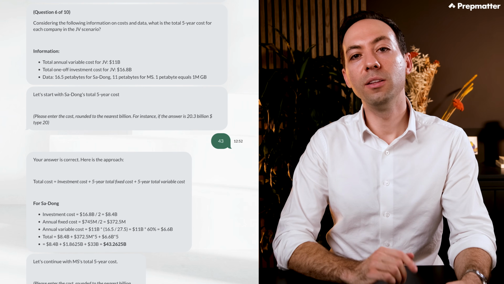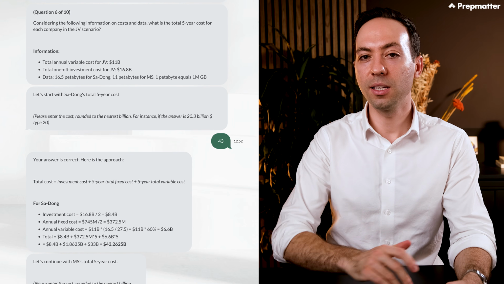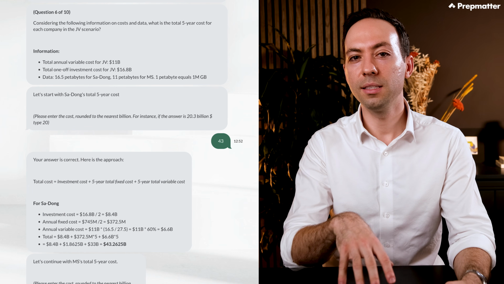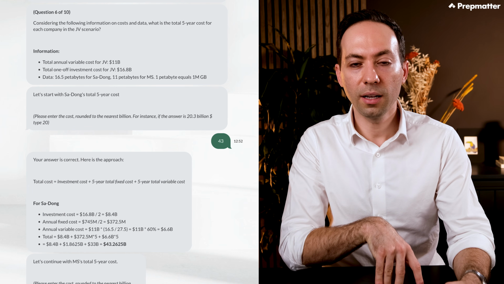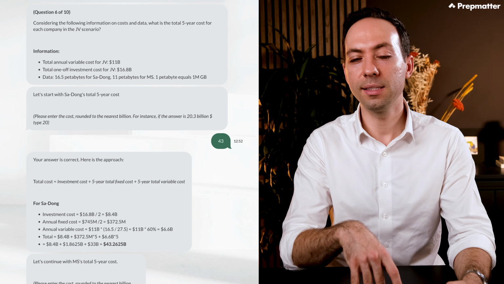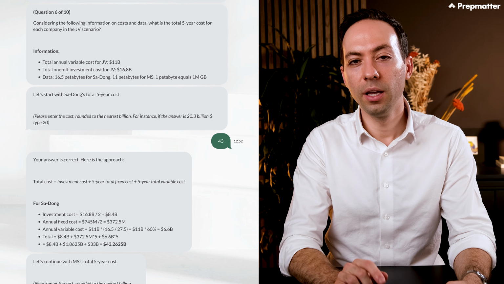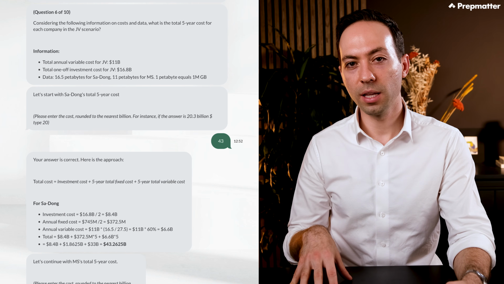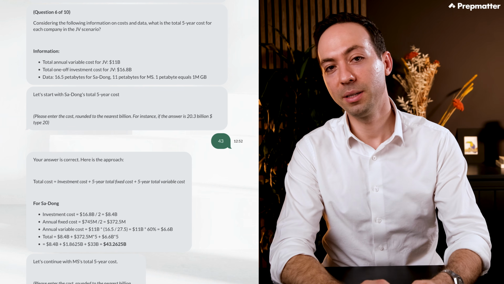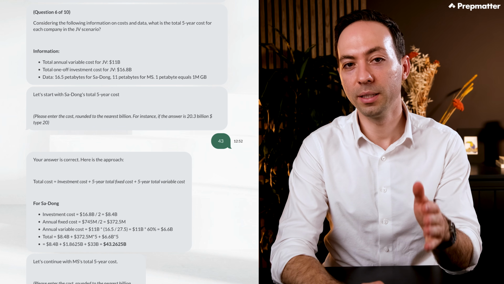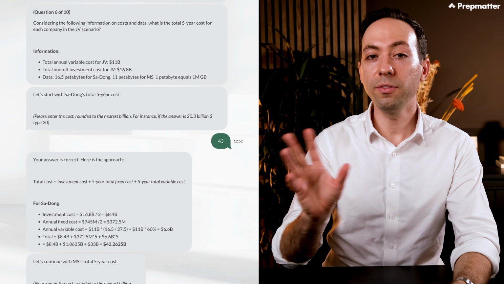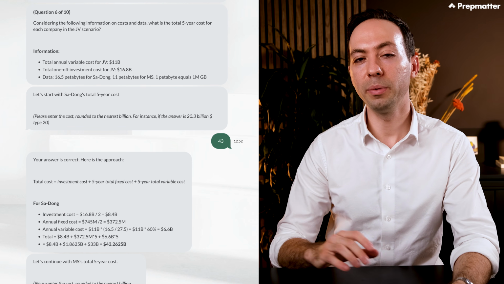MS's investment and 5-year fixed cost will be the same as Sadong's. Looking back at our notes from earlier, investment is $8.4 billion and 5-year fixed cost is $1.8625 billion. Regarding the annual variable costs, MS has a share of 40%, so 40% of 11 billion is $4.4 billion. Multiplying this by 5, the total 5-year variable cost is $22 billion.